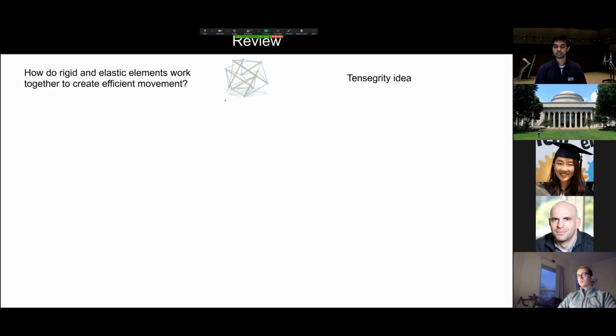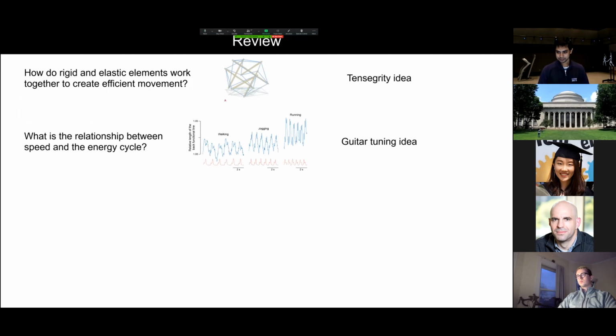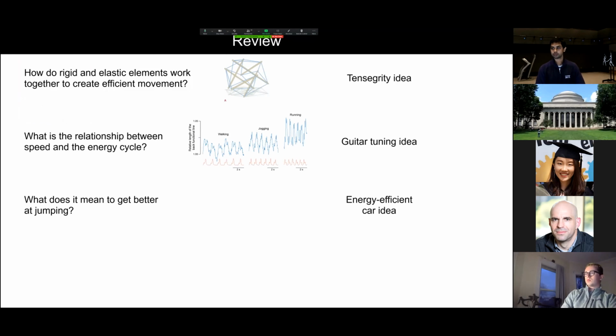Okay, so to review, how do rigid and elastic elements work together to create efficient movement? It is the idea of tensegrity. It's the toy I showed you that I think lots of kids play with, actually. You can get it in the plastic form. So what's the relationship between speed and energy cycle? This mental model I want you to take away is the idea of tuning the guitar. And finally, what does it mean to get better at jumping rope? Is the idea of energy efficiency.